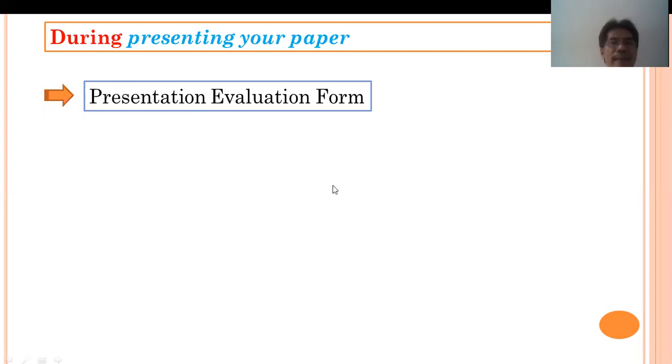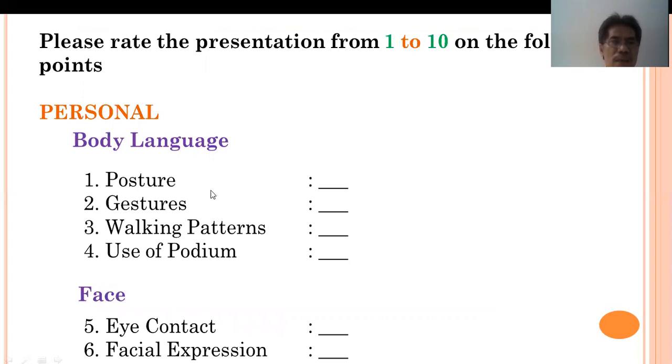That is the first thing. And then the second one is the presentation evaluation form, used during your presentation. What I discussed beforehand was before your presentation, but now we come to the part during the presenting of your paper. The presentation evaluation form looks like this. For example, please rate the presentation from 1 to 10 on the following points.